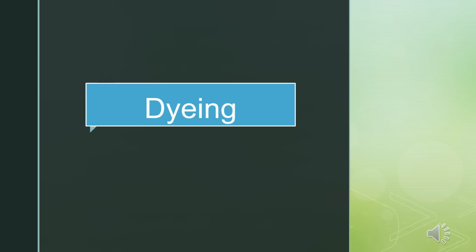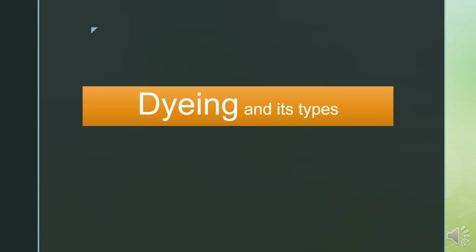Today we will discuss dyeing and its types. Dyeing is the application of dyes or pigments on textile materials such as fibers, yarns, and fabrics with the goal of achieving color with desired color fastness. Dyeing is normally done in a special solution containing dyes and particular chemical material.